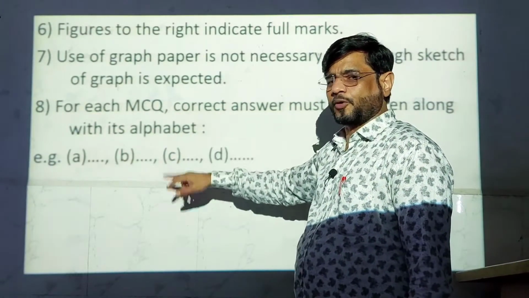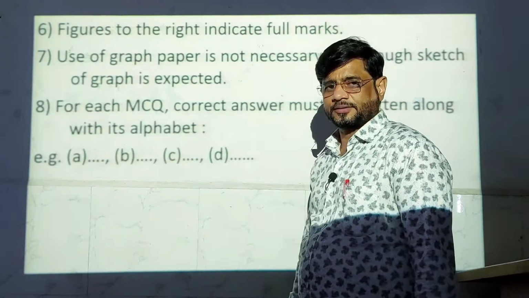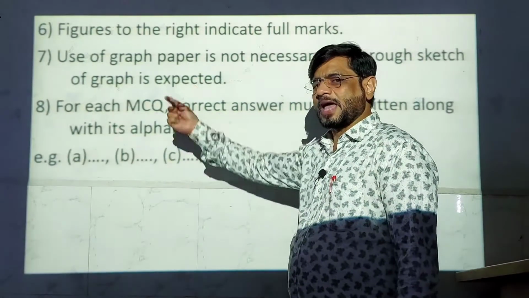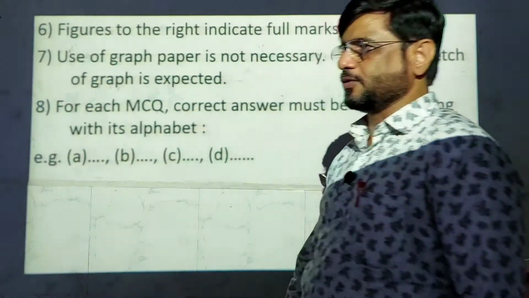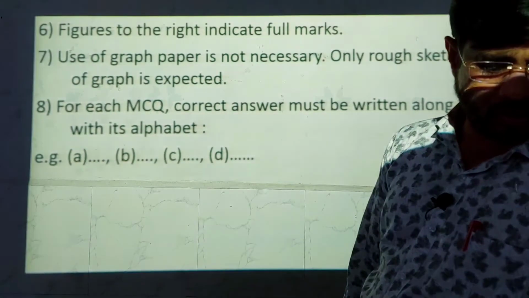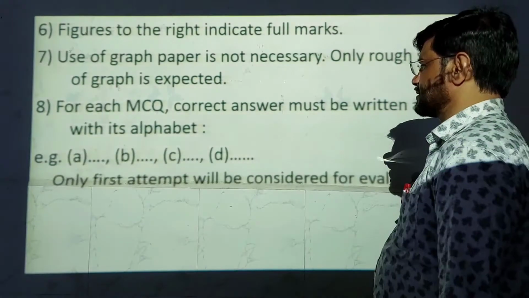Suppose question number 5 has the 3rd option as the correct answer, then you must write C and that accurate value. These options are given in your question paper. So you must write the alphabet with the correct answer.